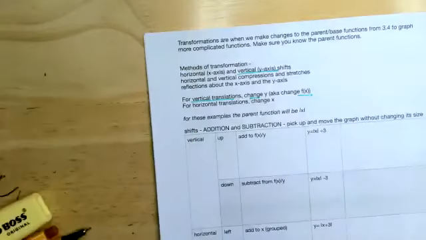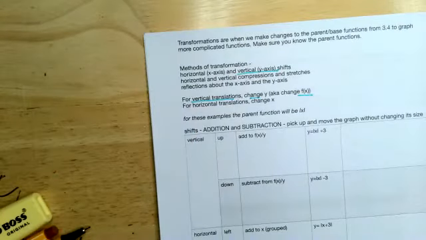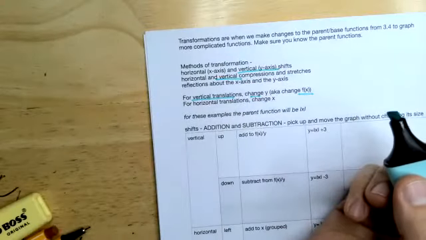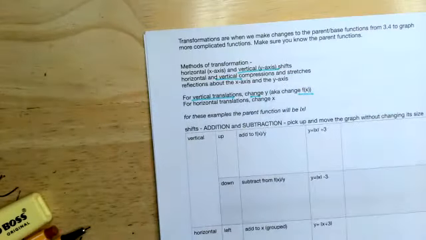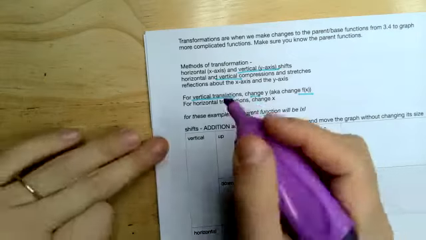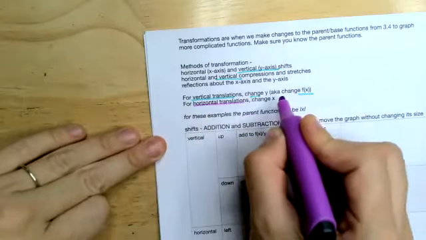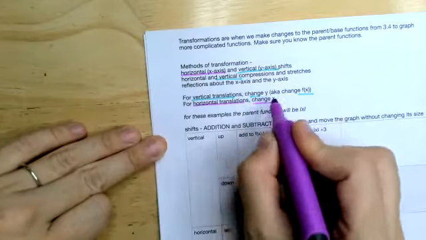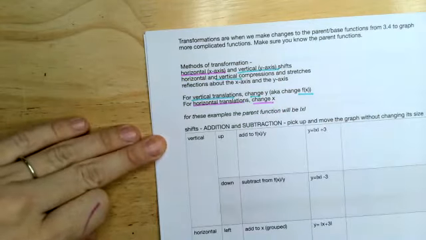Change f of X. Okay. If it's happening on the Y-axis, change the Y, but our Y is now f of X because it's a function, right? So if it's a vertical change, change the whole thing, change all of f of X, okay? If it's a horizontal translation, change only X, okay?